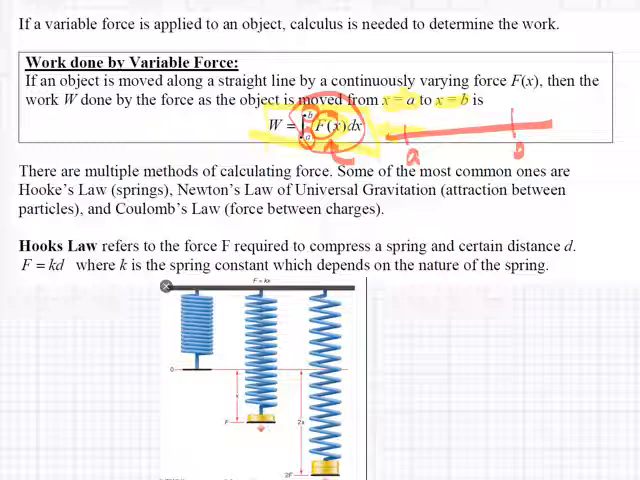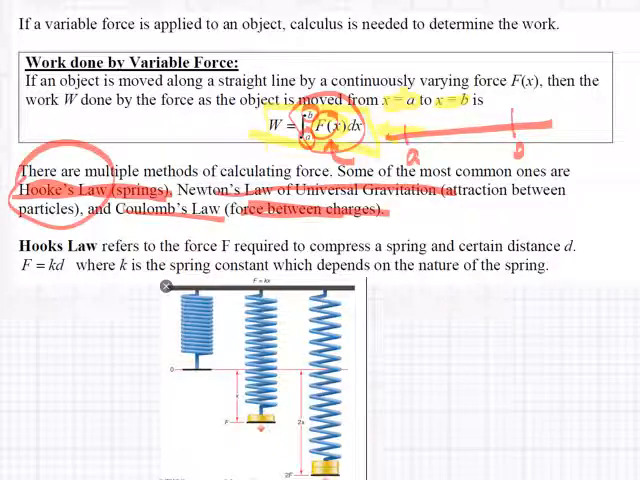And Hooke's law is a good example of how we could calculate the force of a spring. A couple other common problems where we could use Newton's law of universal gravitation, or Coulomb's law, which is the force between charges, but we'll do an example of Hooke's law. So Hooke's law refers to the force required to compress and stretch a spring a certain distance.